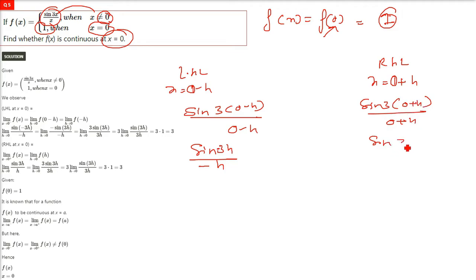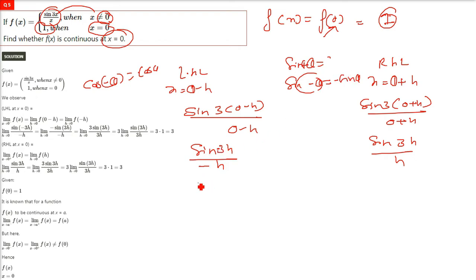Now by trigonometric identities, we know sin of negative theta is negative sin theta. Because in case of cos theta, it's reverse. cos of minus theta is cos theta. But sin of minus theta is minus sin theta. So we can write it as minus sin 3h divided by minus h. And minus minus you can just cancel. Here it is sin 3h divided by h.